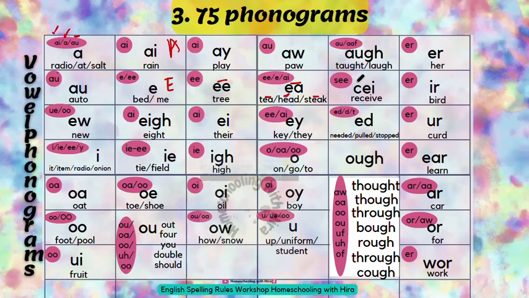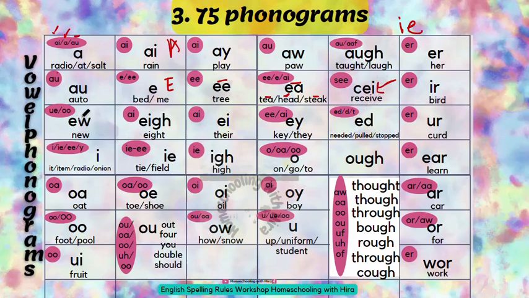Then we have the E sound with CEI. Why is this written as a different phonogram? Because IE says the long E sound after any letter but only after letter C. If we want to write the long E sound with IE after C, they change their position. I before E except after C, if it sounds like tree. If you have ever heard this jingle, it is the pattern written here.